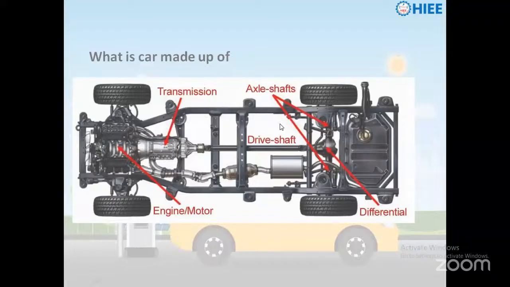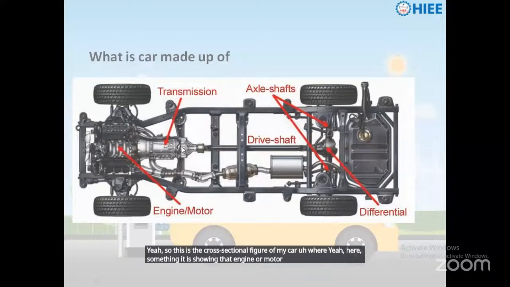Yeah. So this is the cross-sectional figure of my car, where here it is showing the engine or motor. Then I'll be having something called my transmission. Then I'll be having something called my drive shaft. Then I'll be having something called my differential. Then I'll be having something called my axle shaft.